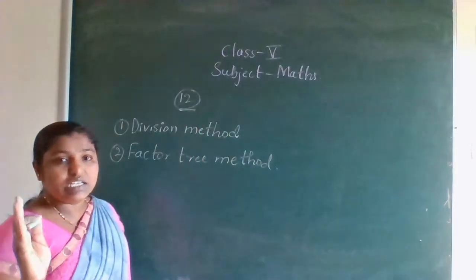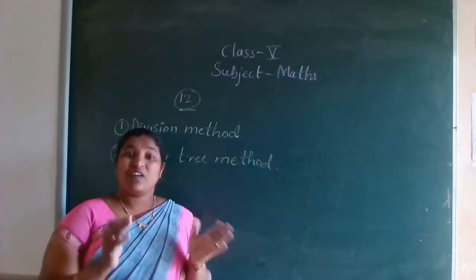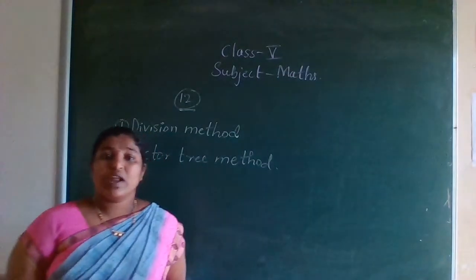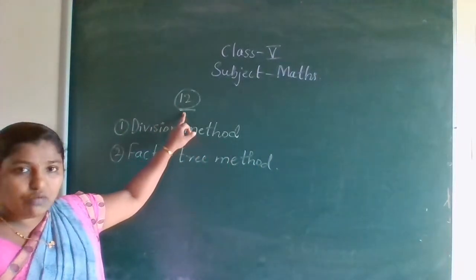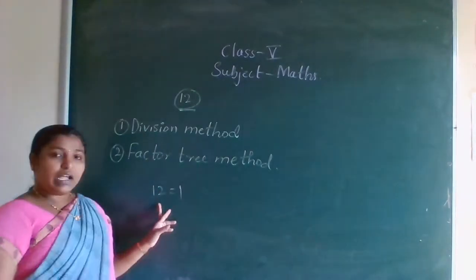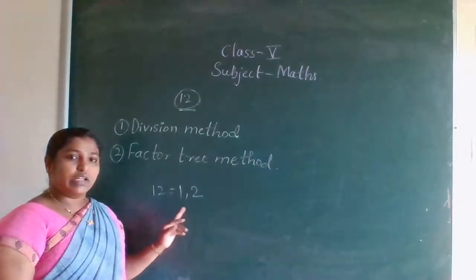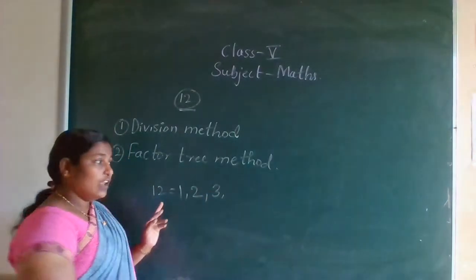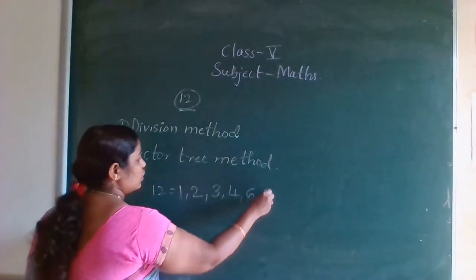We should find the prime factors of 12. So what are prime factors? Prime numbers should have only two factors. Those numbers are known as prime numbers. We should identify the prime factors of 12. How were we finding factors? 12 is in the 1 table, yes, so 1. In the 2 table, yes, 2 is a factor of 12. Next 3, yes. Then 4 also is there. Next 6 is there. Next 12.